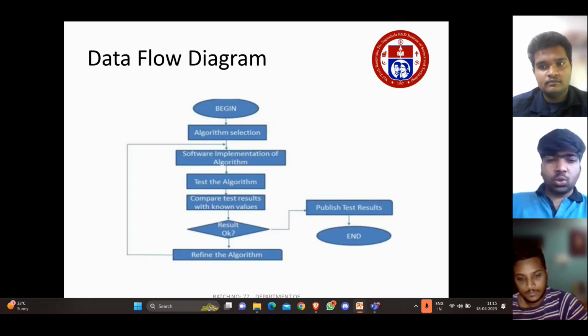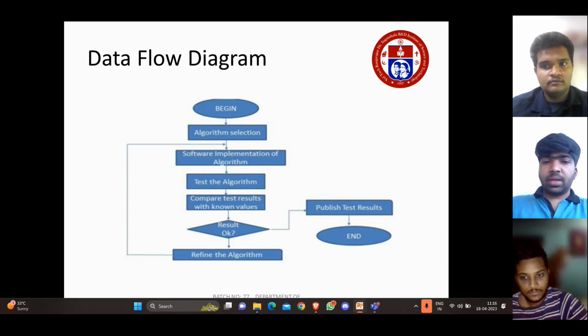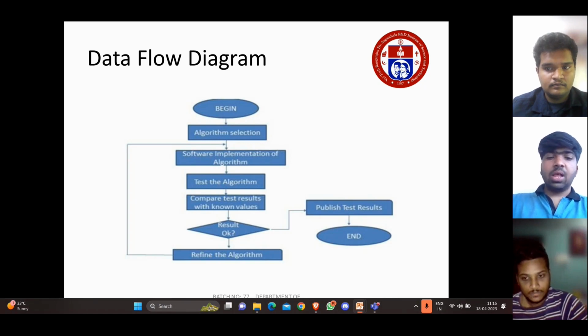The data flow diagram shows how the data is flowing and the exact representation of how data works in the project. As we begin, we select some algorithms. After the algorithm selection comes software implementation of the algorithm, testing the algorithm, and then comparing the test results with known values. If the result is okay, we publish the test results and end. If it isn't okay, we refine the algorithm, going back to algorithm selection, until we find the algorithm giving accurate results. So, the next diagram.